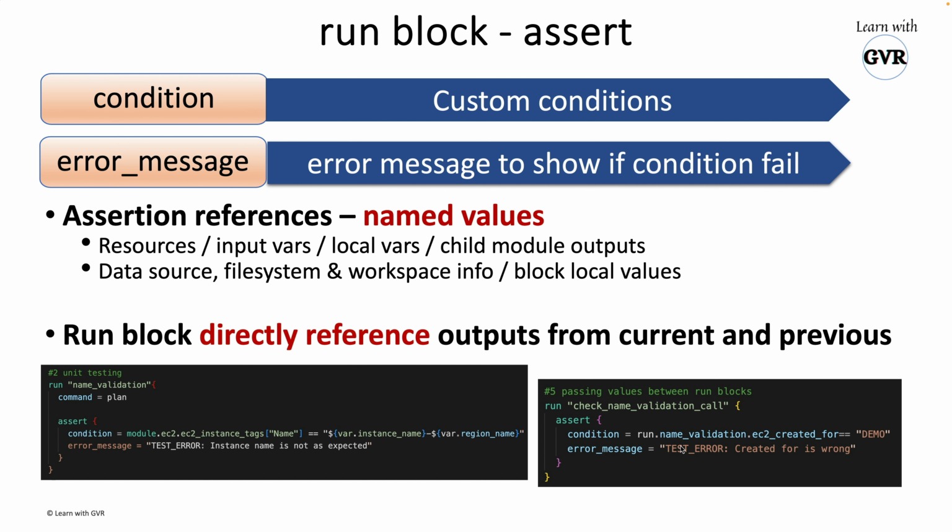And here if you look at the other run block, check name validation call. What we are doing is this particular module is producing some outputs. So run dot name validation, you are referring to another run block's output directly from here, right? So that's the beauty of the run block and assert command. This is just to recap its functionality.